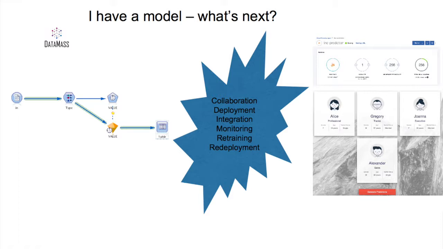We also need the capability of monitoring the model in production, to make sure that the model running in production provides accurate predictions. We need the capability to retrain the model to keep it up to date, and of course redeployment of the model with the newest retrained version.